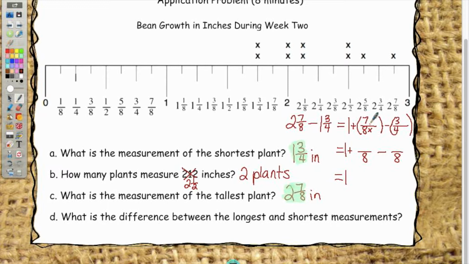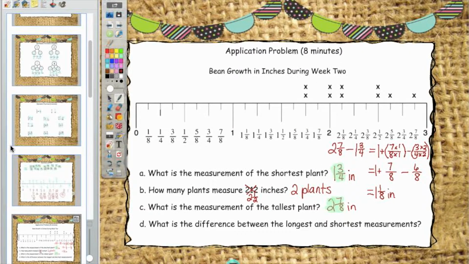Are you already done with this? Yes. I had a feeling. So did you get 7 minus 6? Mm-hmm. Okay, so 7/8 minus 6/8 is 1/8. And my label is inches. Inches. Okay, good job.